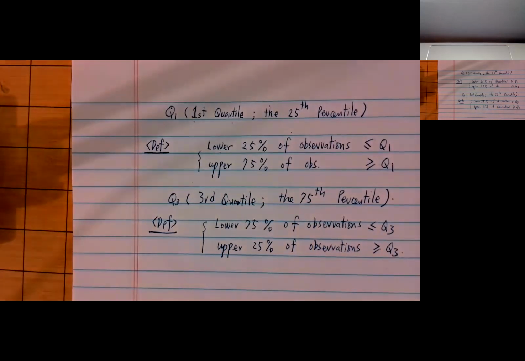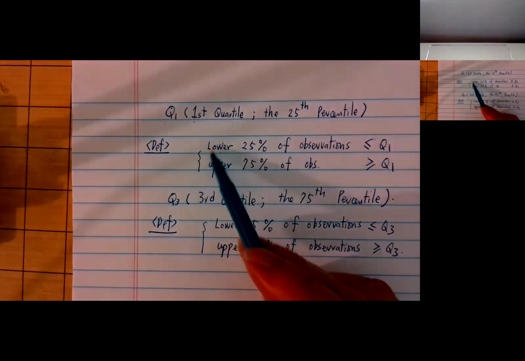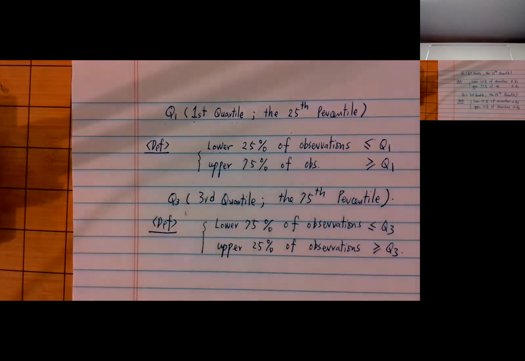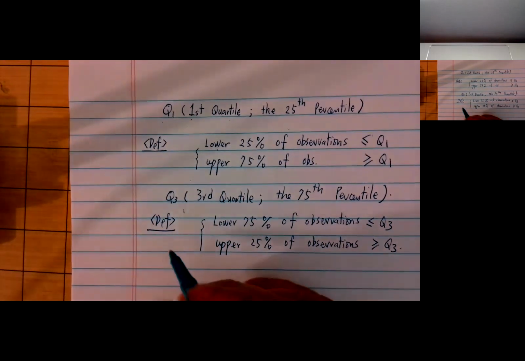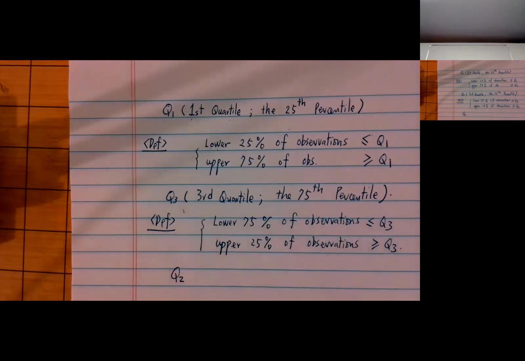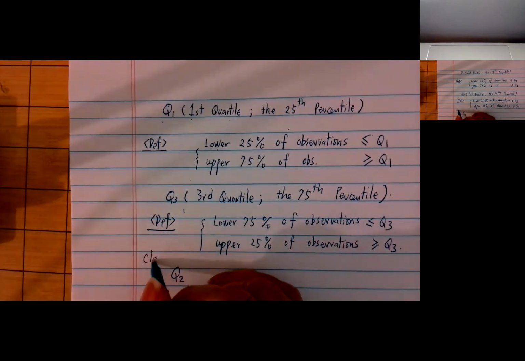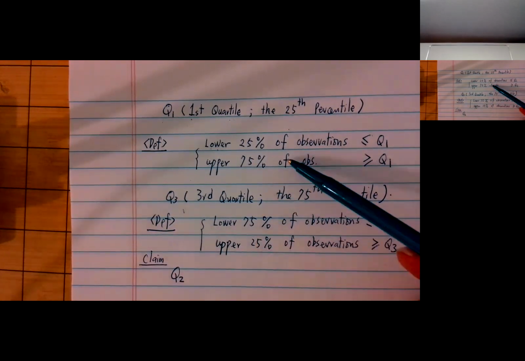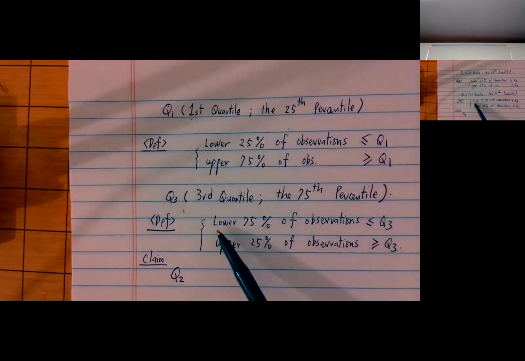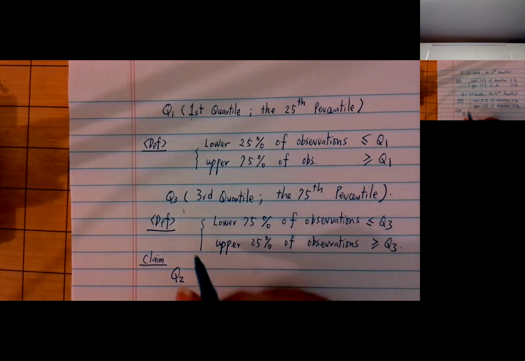Okay? Some people may say, Scott, you define Q1 and you define Q3. Why did you skip Q2? Okay, let's see, what's Q2? Follow the definition of these two, and you can figure out how we define Q2. The lower 50% of observations are less than or equal to Q2, and the upper 50% of observations are greater than or equal to Q2. So Q2 is what? Q2 is the median.